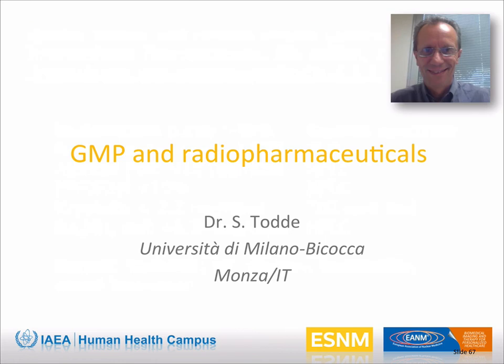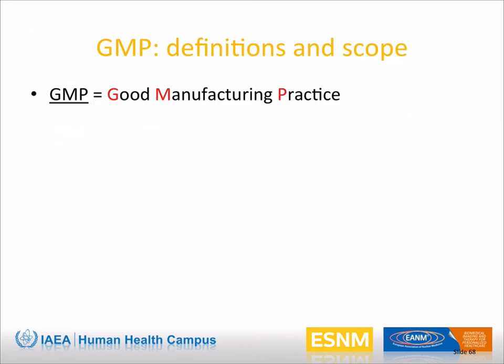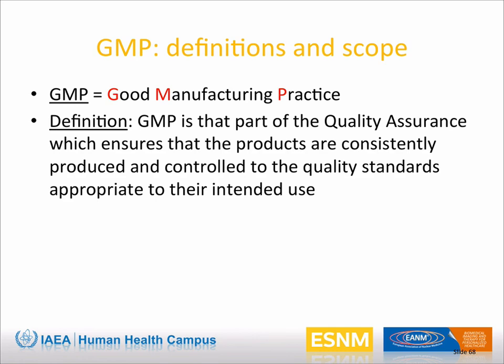This part of the webinar deals with GMP and radiopharmaceuticals. GMP is an acronym of Good Manufacturing Practice, and it may be defined as that part of the quality assurance which ensures that the products are consistently produced and controlled to the quality standards appropriate to their intended use.